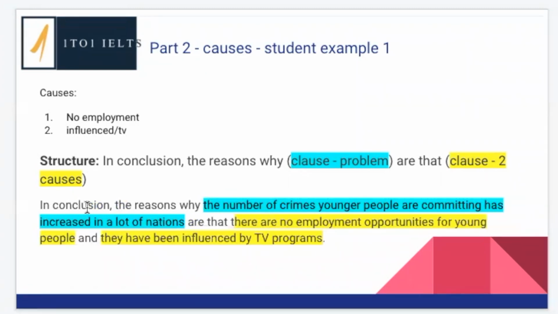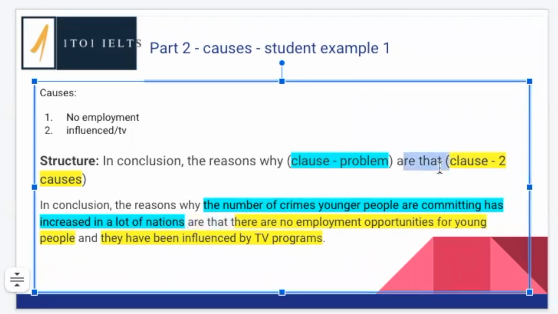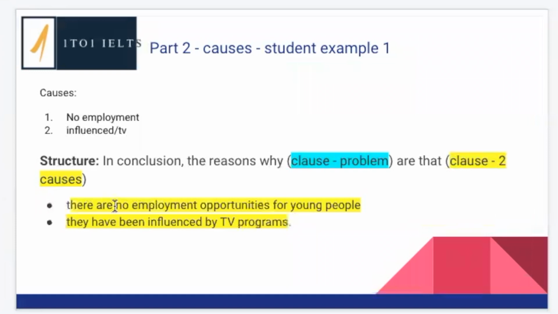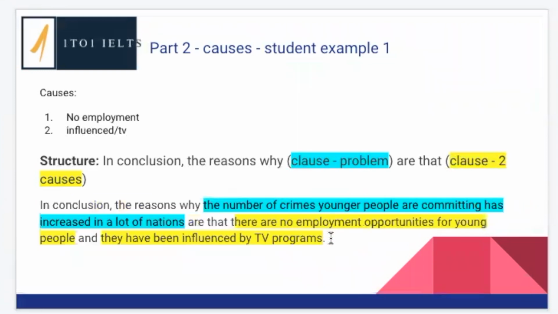So in conclusion, the reasons why the number of crimes younger people are committing has increased in a lot of nations. We've got this are that, and then we're going to have clause 1. There are no employment opportunities for young people. And we've got clause 2. They have been influenced by TV programs. And this is all you need to do for the second part. So first part was come up with the problem and insert that into the structure. Second part, come up with 2 clauses to summarize your ideas and you insert it into the structure.